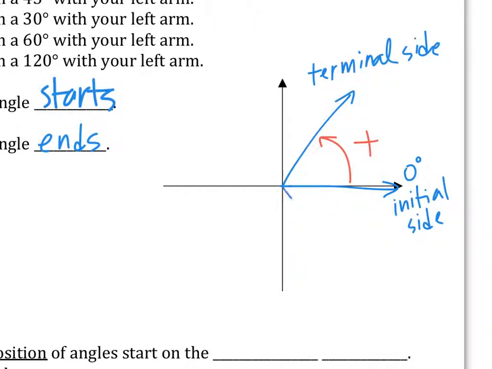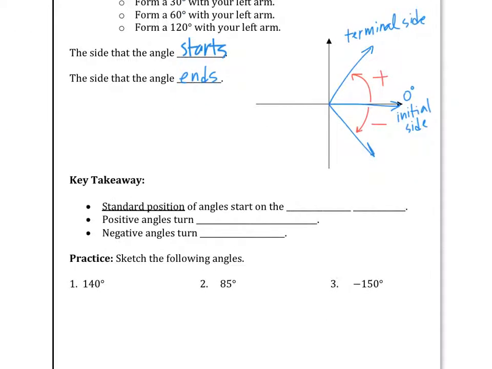The terminal side could end here as well. And if you turn this way, it's going to be negative. Not where it lands, but how did you turn it? You could get to the same terminal side by turning positive or turning negative. So it's not where it lands, but how you turned to get to that angle.